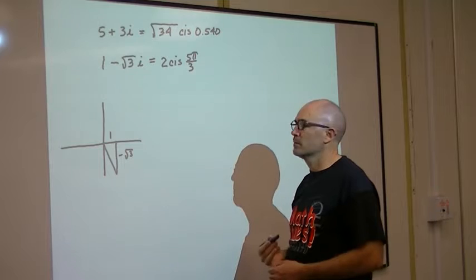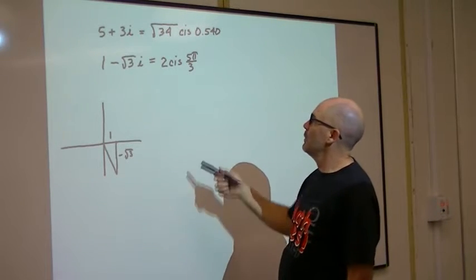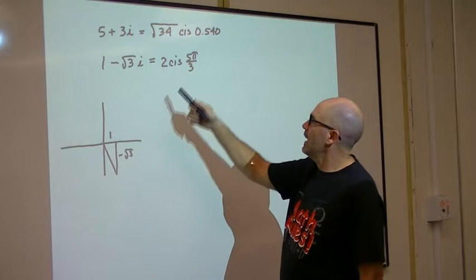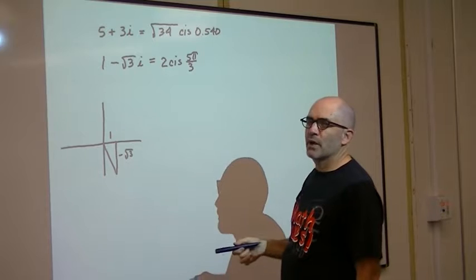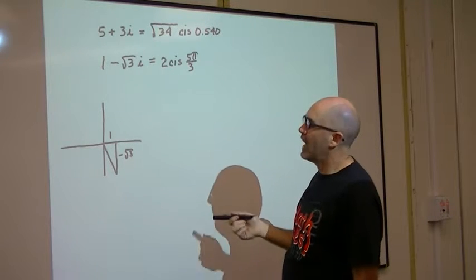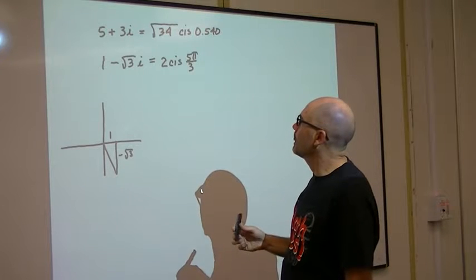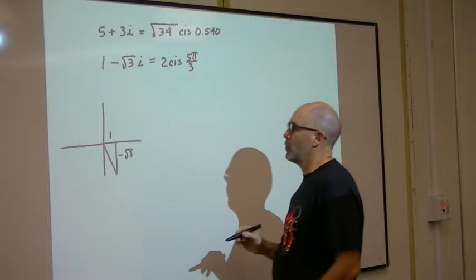There it is. Now, if I was given 2 cis 5 pi over 3, all I would do is the x coordinate is 2 cosine 5 pi over 3, and the y coordinate is 2 sine 5 pi over 3 i. Now, let's do some more that we don't need calculators for.